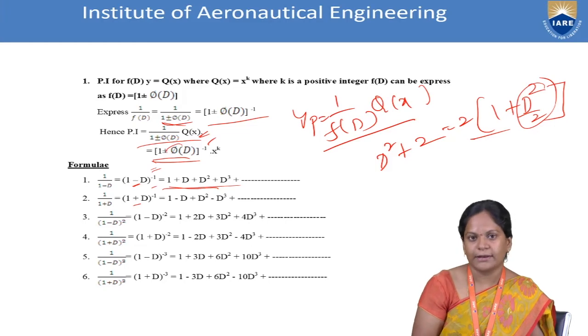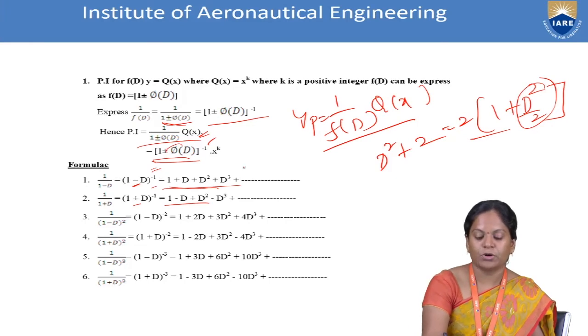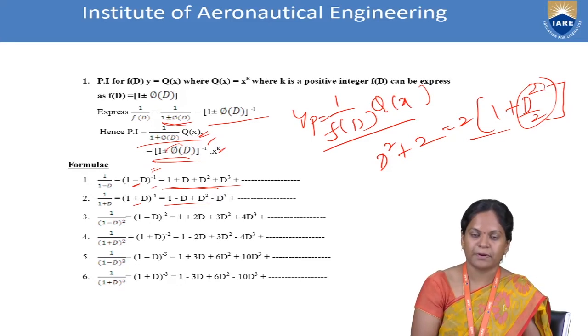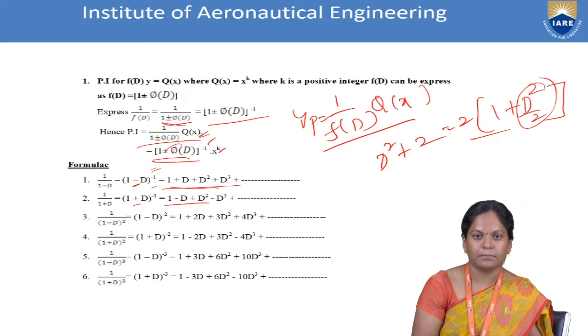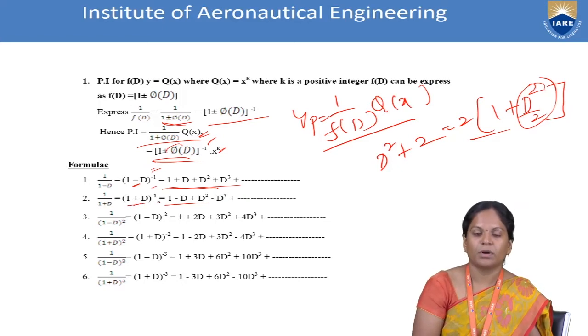we have to take alternately plus and minus. So what is 1 plus d whole inverse? It is 1 minus d plus d square minus d cube and so on. Based on q of x, k is here a constant, which is a power. So based on that power, we have to expand the given binomial function. So 1 plus d whole inverse is nothing but 1 minus d plus d square minus d cube and so on.